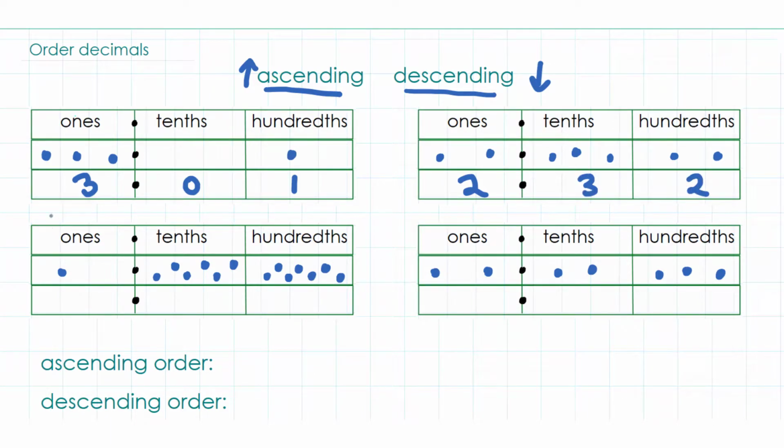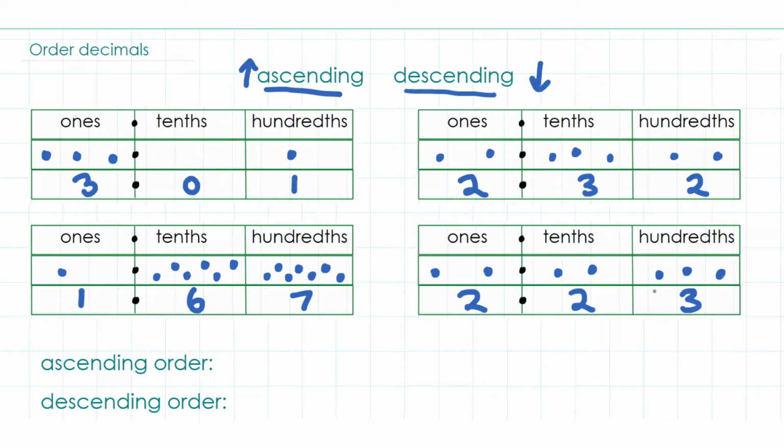2.32. Then we've got that's 6. And that's 7. 1.67. And here we have 2.23. Okay. So again, which digit will you compare first?